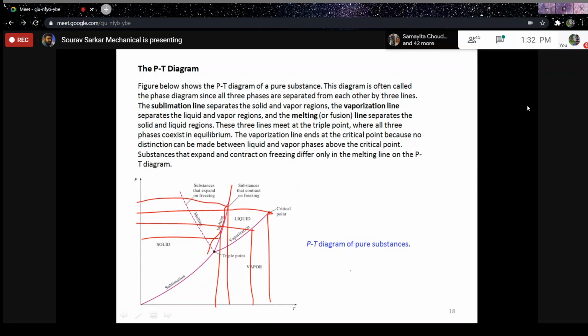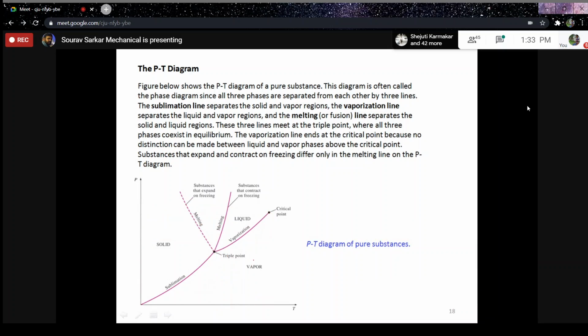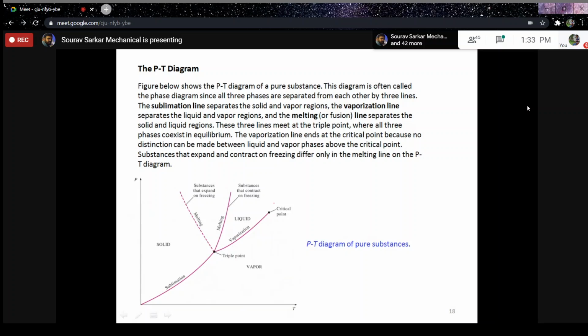The interesting thing, the most important point of what it is trying to say, is that if we increase the pressure, what happens to your boiling point? If you increase pressure, what happens to your boiling point? It increases.